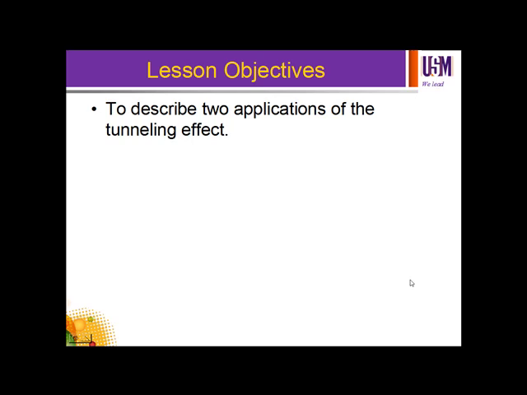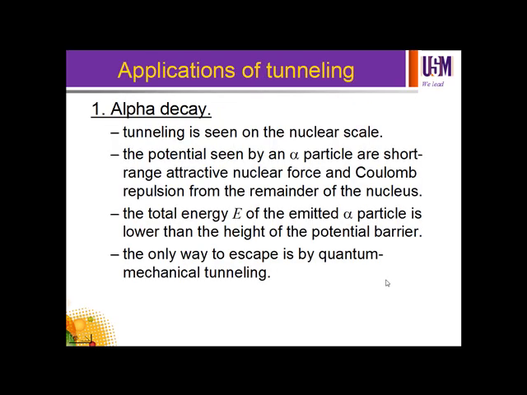Okay, we have studied or learned about the tunneling effect. Now, where it can be applied. Here we will just discuss two applications. The first one is in the alpha decay process. Tunneling is seen on the nuclear scale because we are talking about an alpha particle which originates from the nucleus.